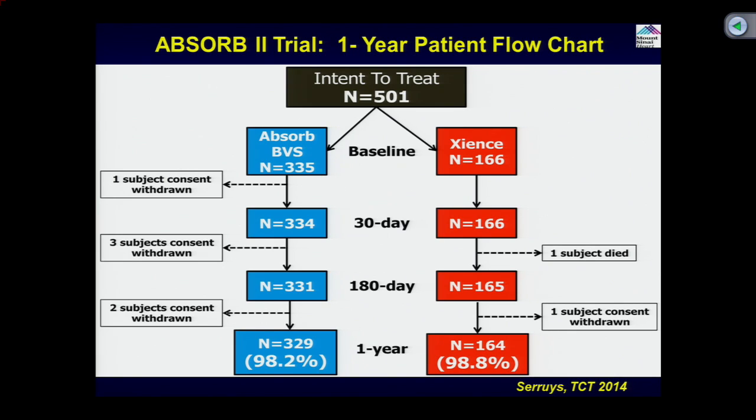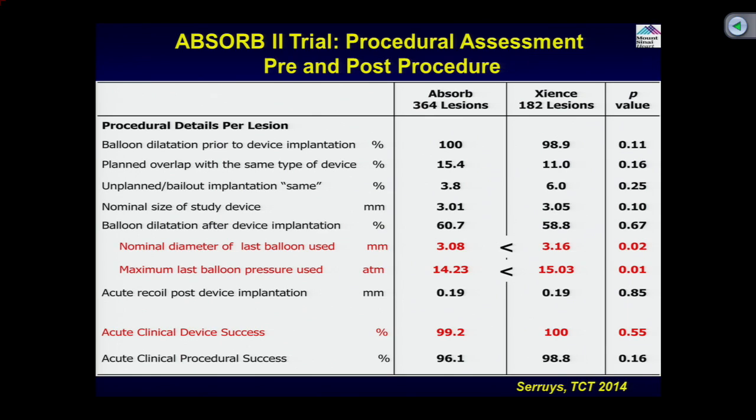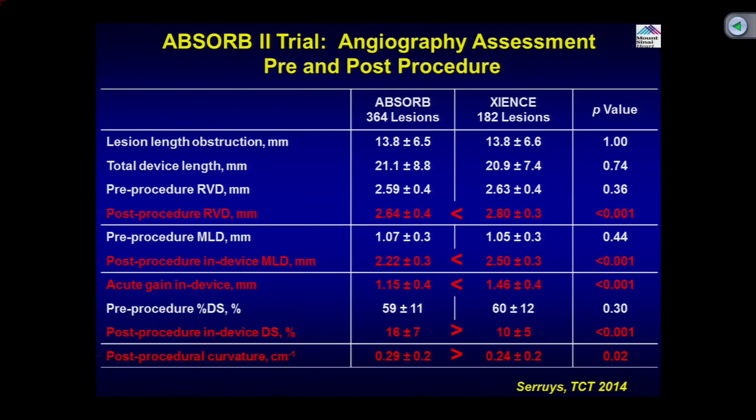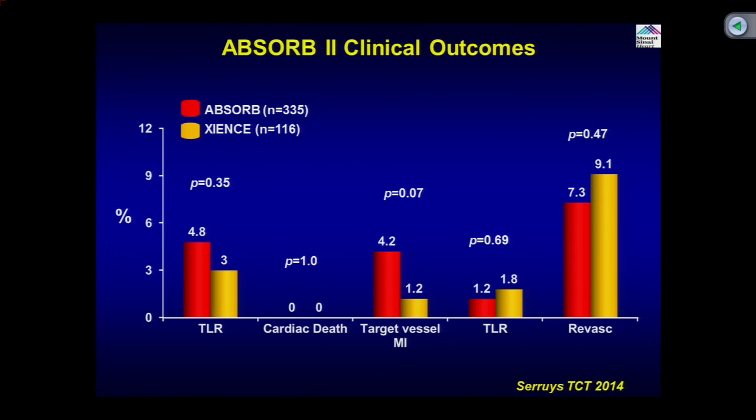This was the flow and follow-up of these cases, and it basically showed that in the Absorb group, the balloon used had a smaller diameter and lower pressure compared to the Xience. This is because that's the way it was taught: you should go with a smaller balloon and low pressure when you're using Absorb versus Xience. And this actually led to the lower MLD, both by angiogram as well as by IVUS, and lower acute gain in the Absorb group compared to the Xience group. So clearly, that's largely because of the lower balloon size and lower inflation pressure.